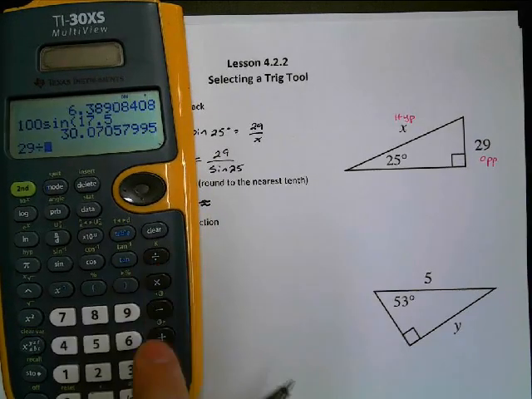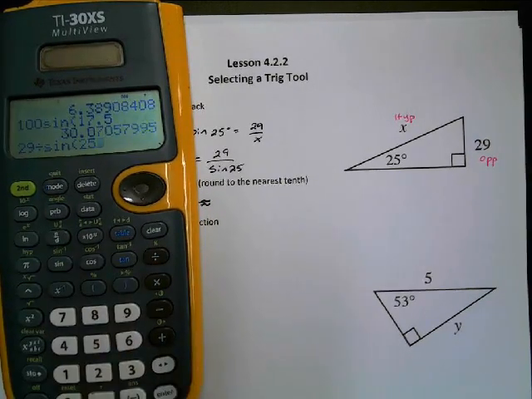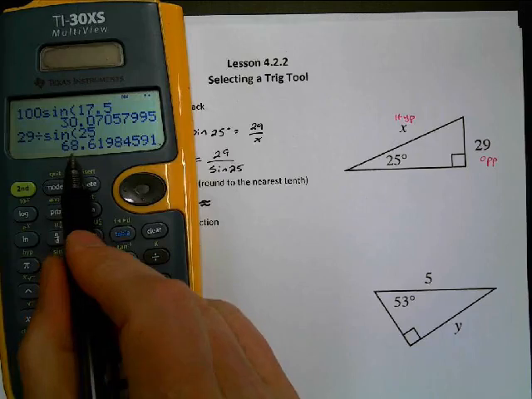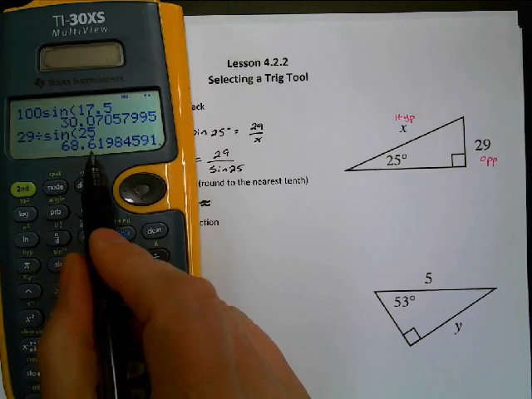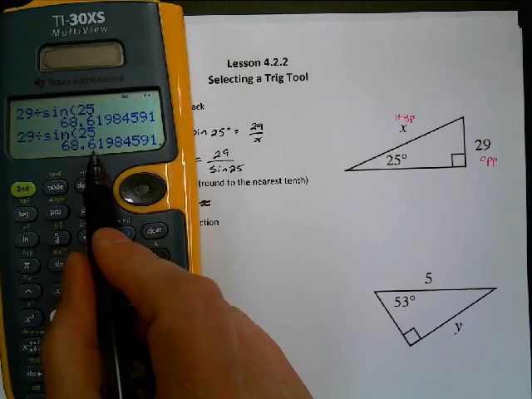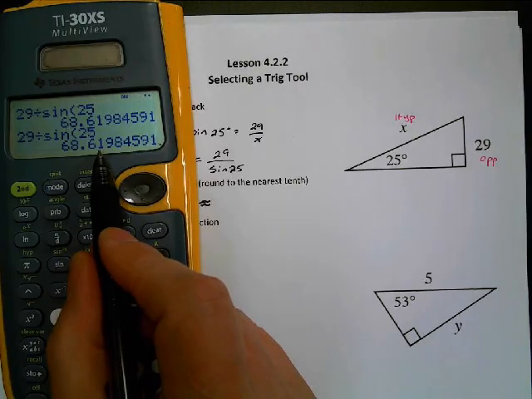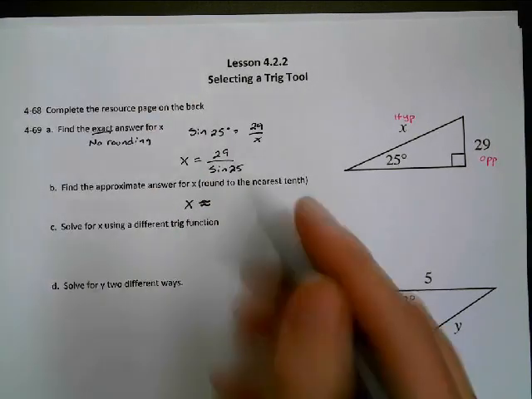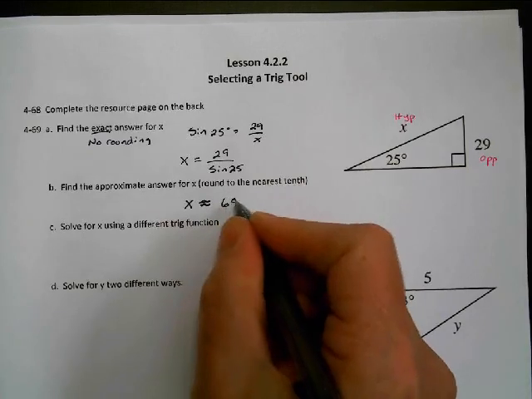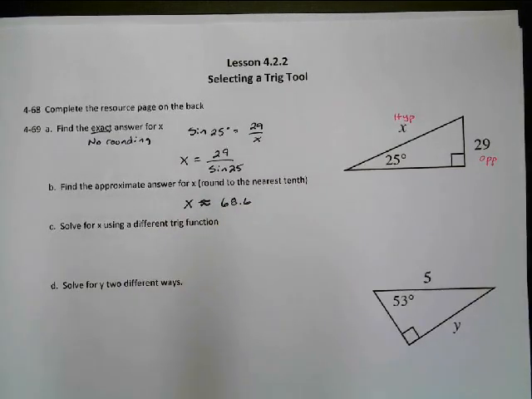So sine of 25, 68.619. Nearest tenth would be 68.6. I don't round up because that's a 1 right there. So 68.6. That is the approximate answer. That's about what it is.